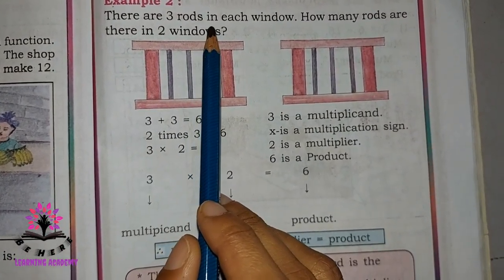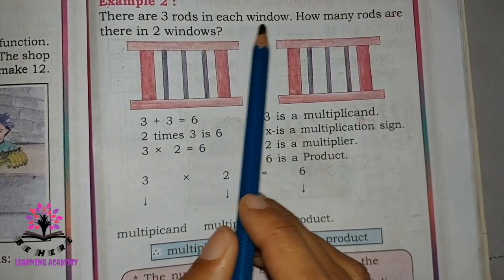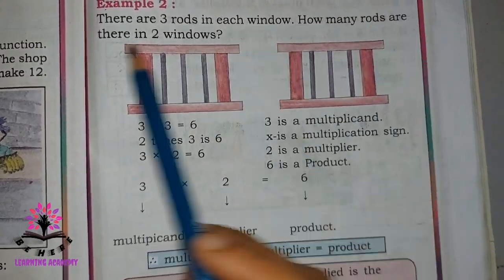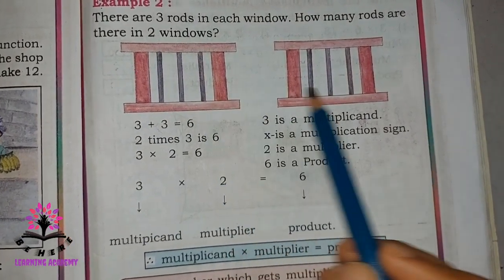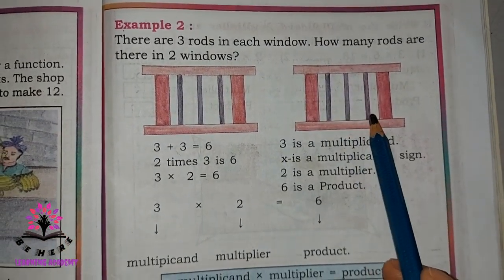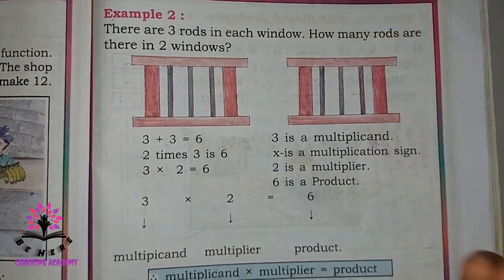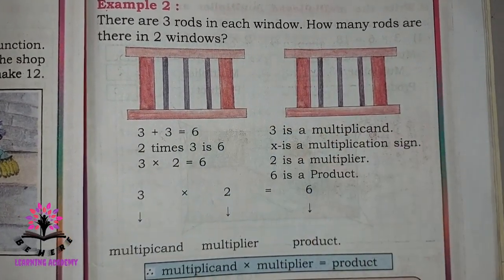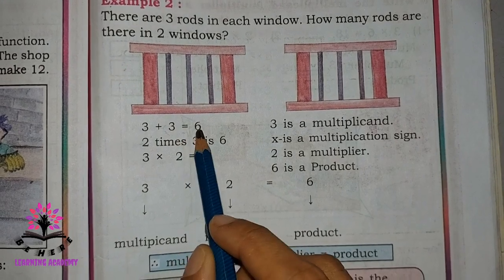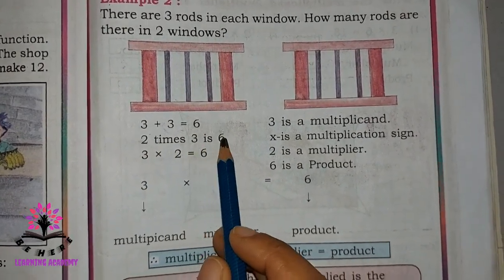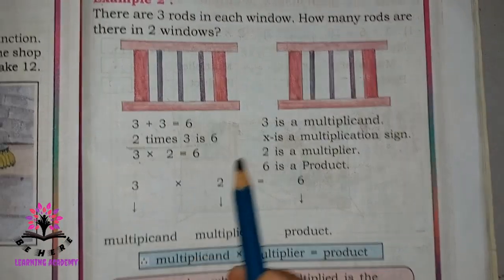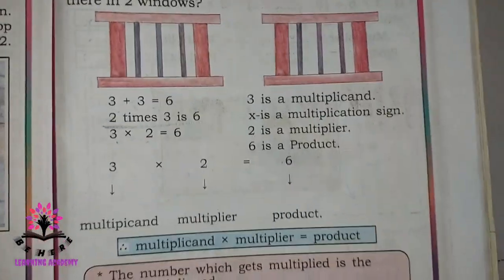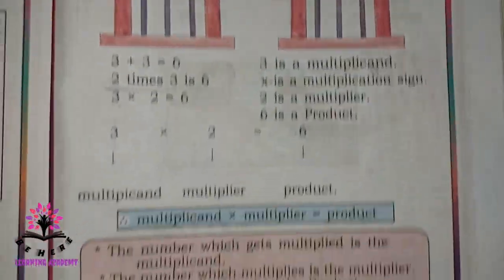There are 3 rods in each window. How many rods are there in 2 windows? So in the first window there are 3 rods. In the second window there are 3 rods. So totally 3 is repeated 2 times. So 3 plus 3 is 6. So 3 twos are 6. Otherwise, 3 into 2 is 6.